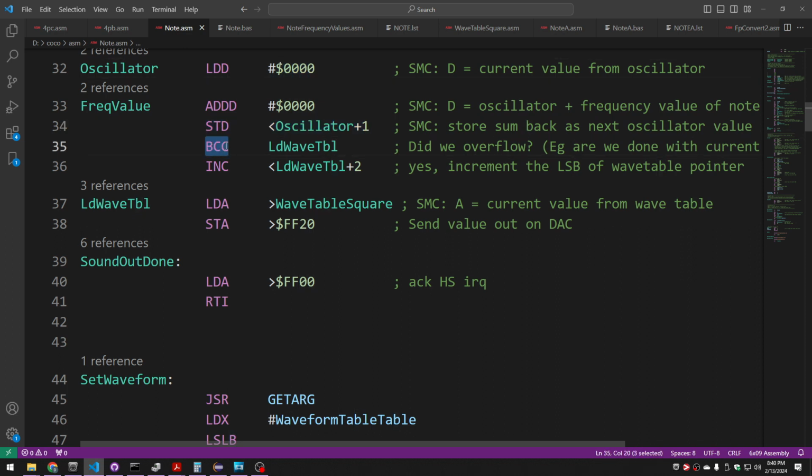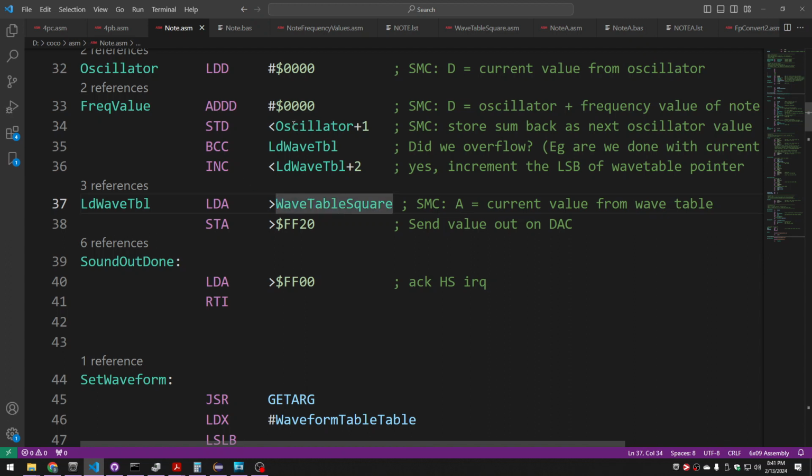And this detects if the oscillator has wrapped around to 0. If not, we're going to skip over this line and just go here. But if it did wrap around, this is the line that modifies the wavetable pointer. This is some more self-modifying code, which changes this value right here. In particular, this will change the least significant byte of the wavetable pointer, which is right over here. I'll talk in a minute about why that makes sense.